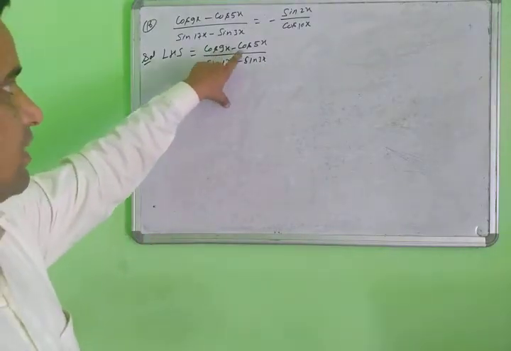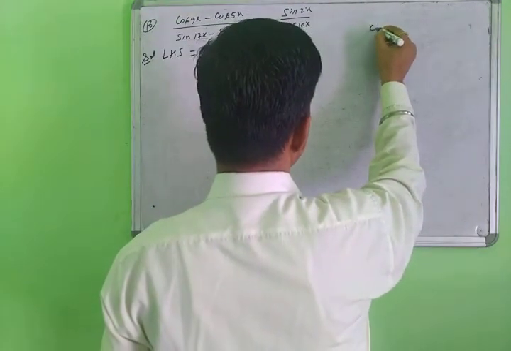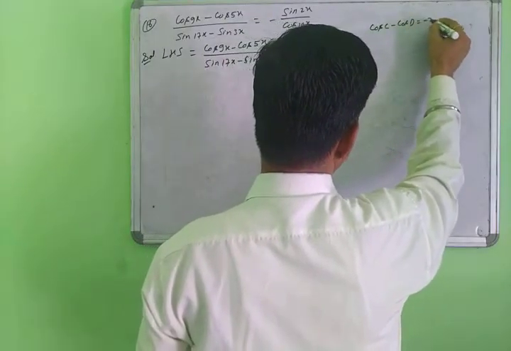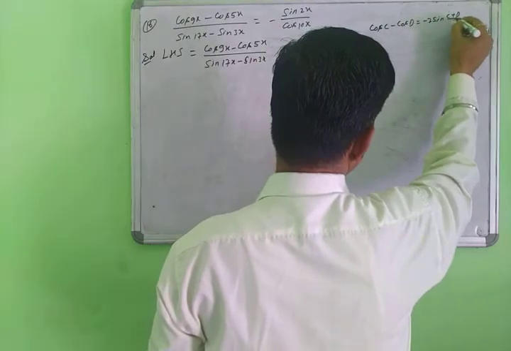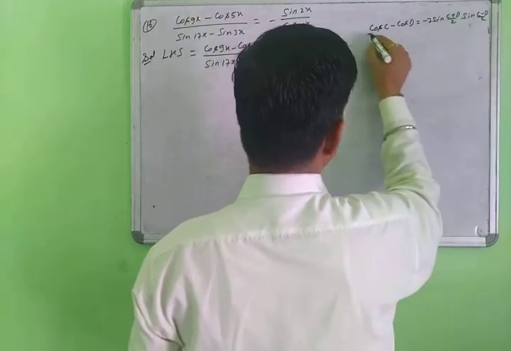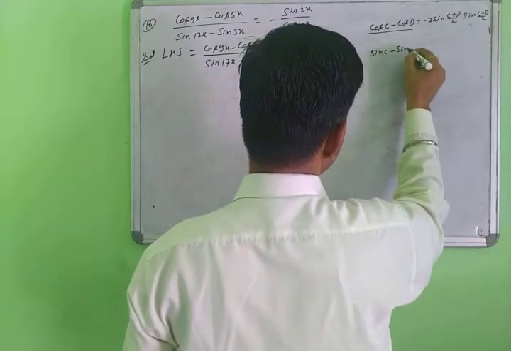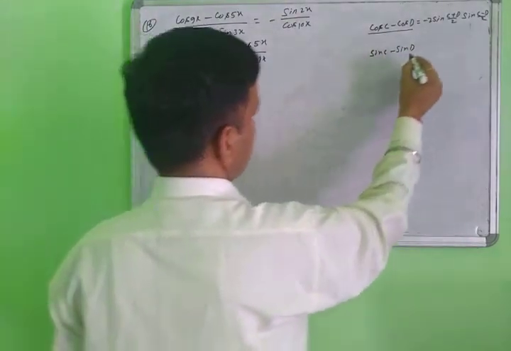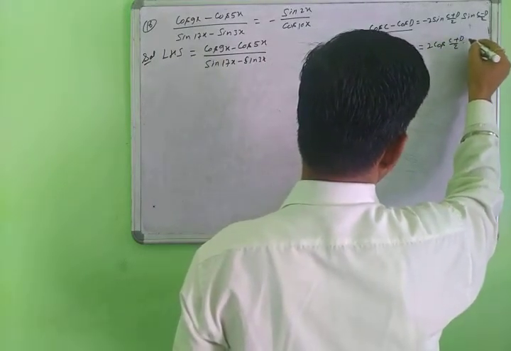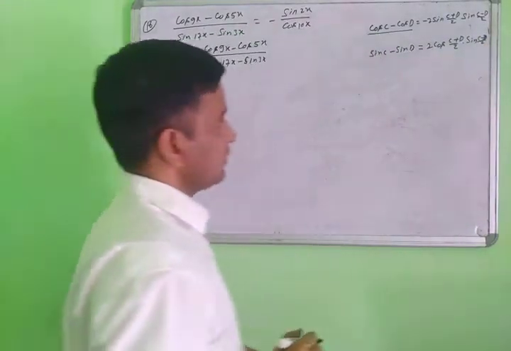Here you have cos c minus cos d, and here sin c minus sin d. According to this, you use the identity. Cos c minus cos d is minus 2 sin (c plus d) upon 2 and sin (c minus d) upon 2. And next, sin c minus sin d, the second identity here, is 2 cos (c plus d) upon 2 and sin (c minus d) upon 2. You have learned the identities.